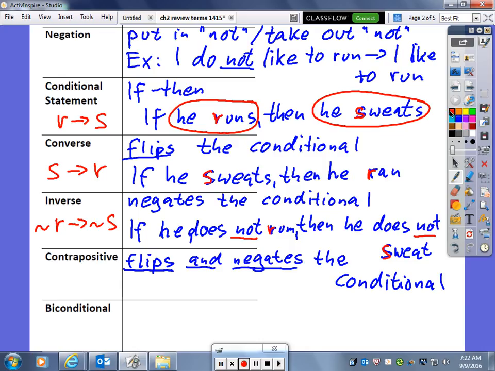Going back to the conditional, therefore, in symbolic notation, we will say, if not S, then not R. And our example, therefore, states, if he does not sweat, he did not run.